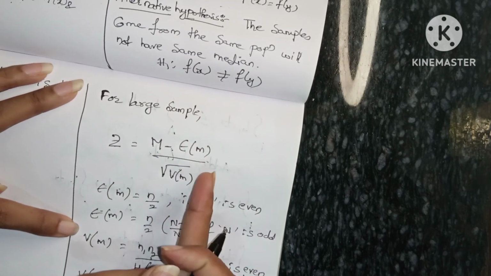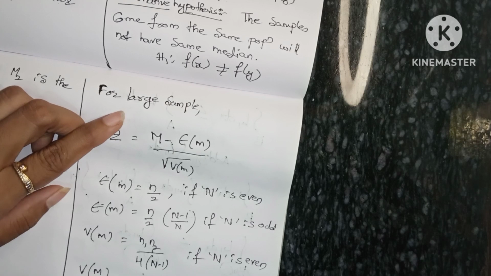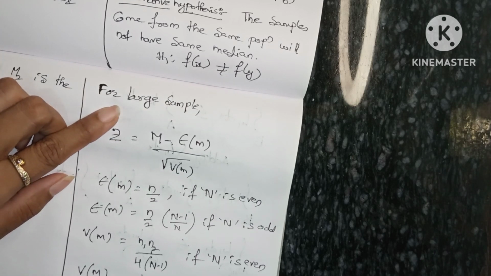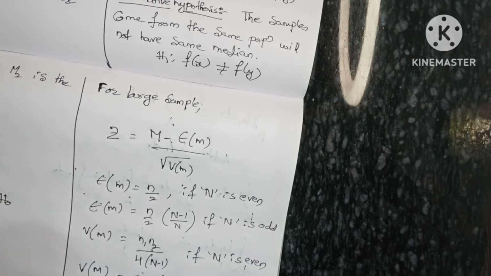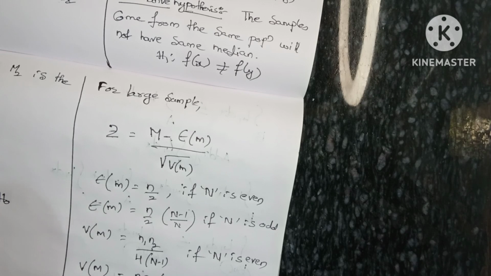Let me say what happens to m1 and m2 here. If it is a large sample, it is inconvenient to use this median test, so at that time we have to consider only m1. We should not bother about m2. Why? Because here m1 and m2 are considered the same. So that's why we consider only m1 in the formula.